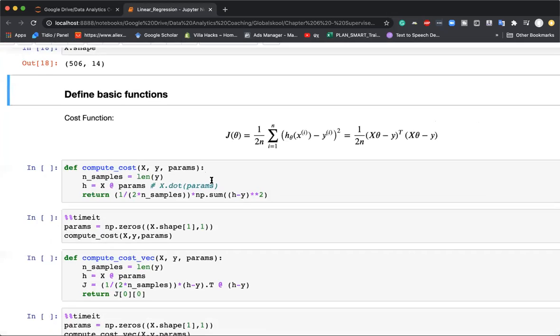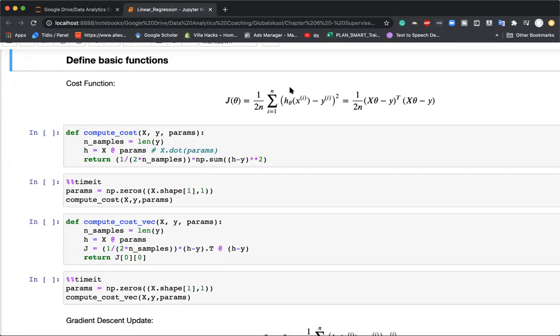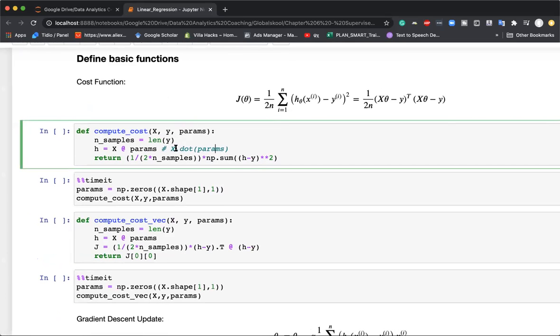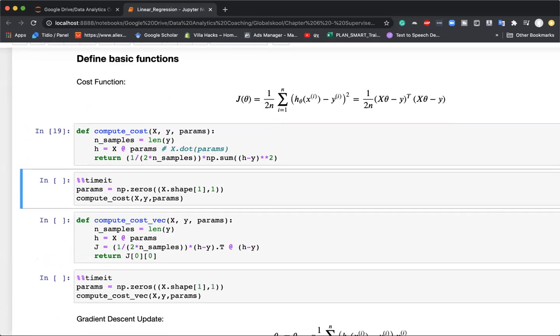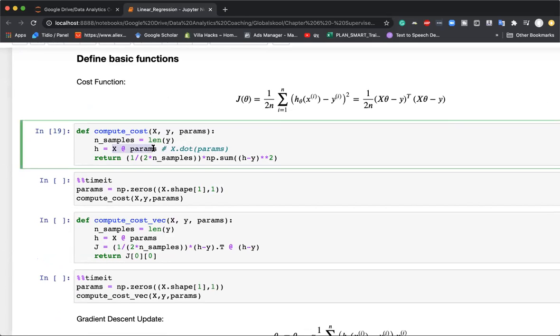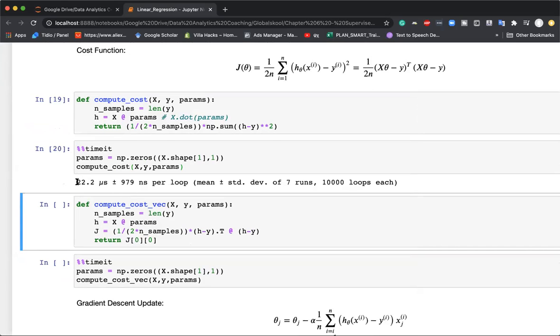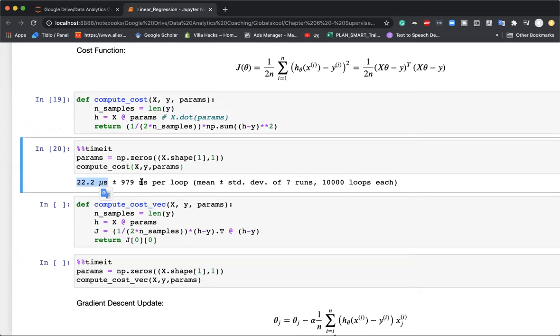So we'll use a function called compute cost, which is the implementation of this cost. I've done it in multiple ways. In this first way, I'm using just the summation np.sum. You could imagine that this is not fully using vectorization. Part of it is using vectorization, and part of it is just using the np.sum function. Here, if we time this, we can see how long it takes. So it takes 22 microseconds to run this.